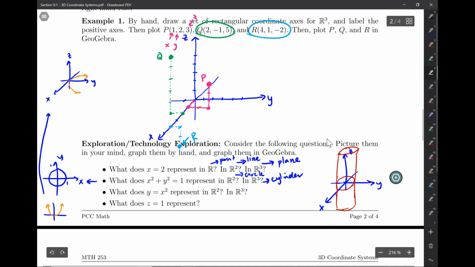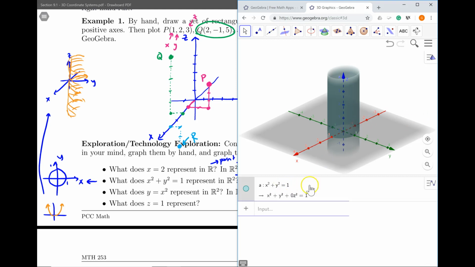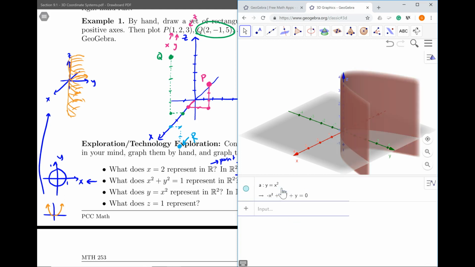Along the xy plane, and then, again, z can be anything, so this just extends upward, like so. I'm not sure how good, that's pretty terrible. Thank you, GeoGebra. Let's see how it looks in GeoGebra. But the idea is that you have this parabola that then extends upward and downward vertically. So we'll take this and do y equals x squared. There we go. GeoGebra does a much better job at this than I do.